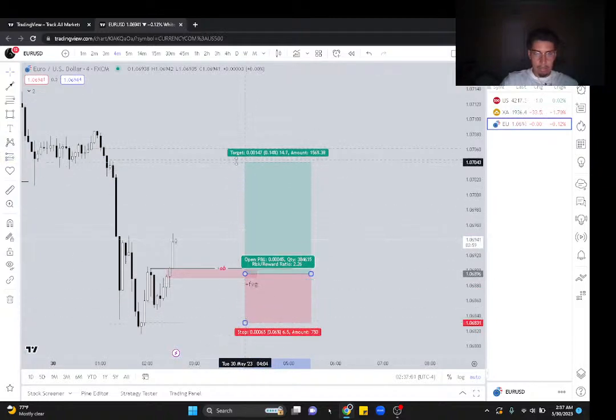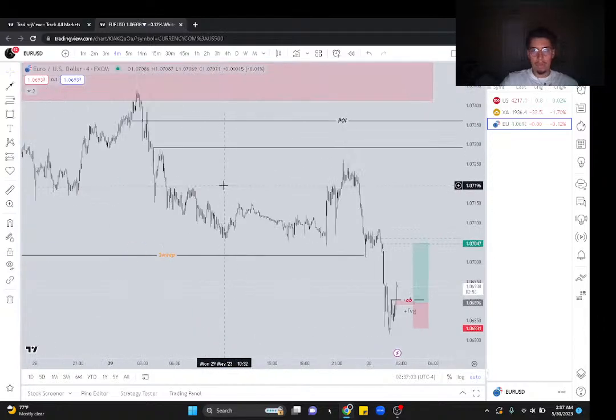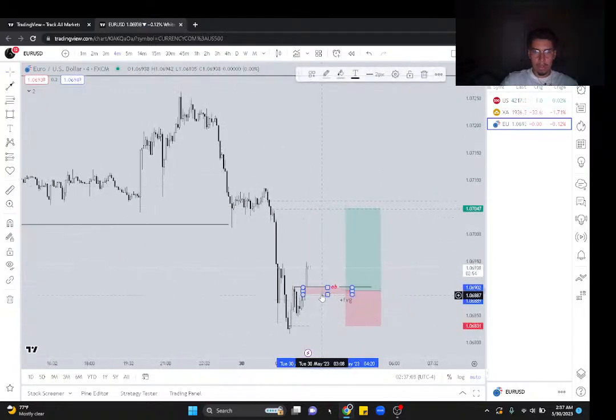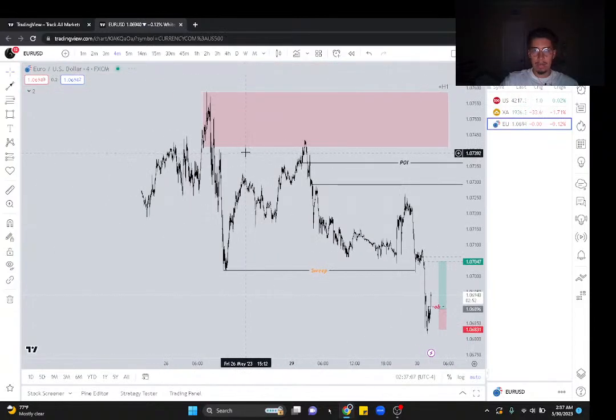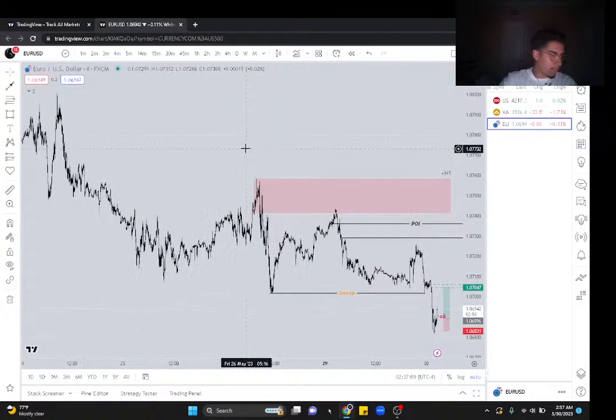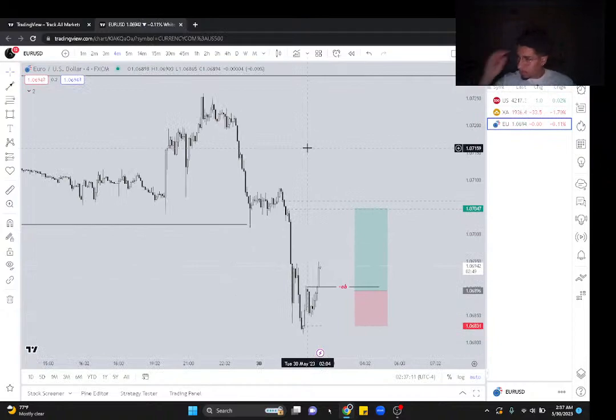Longs there, and then TP could be right here for a nice little 2.32 to 1 with EURUSD, and we'll be sure to take that right there if price wants to come back down to mitigate that level, right?